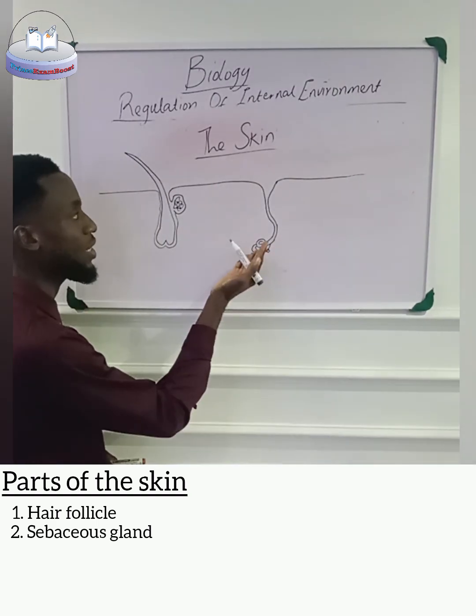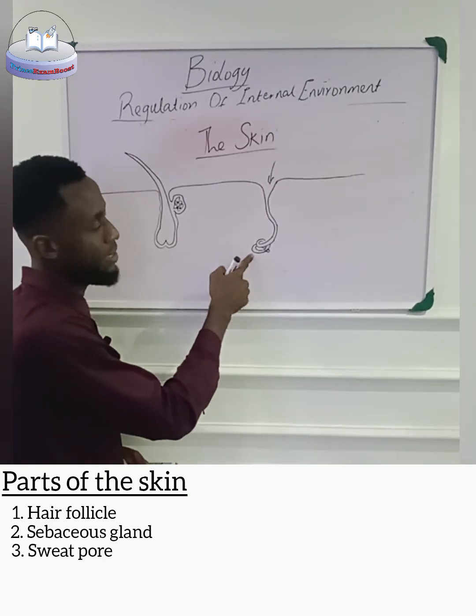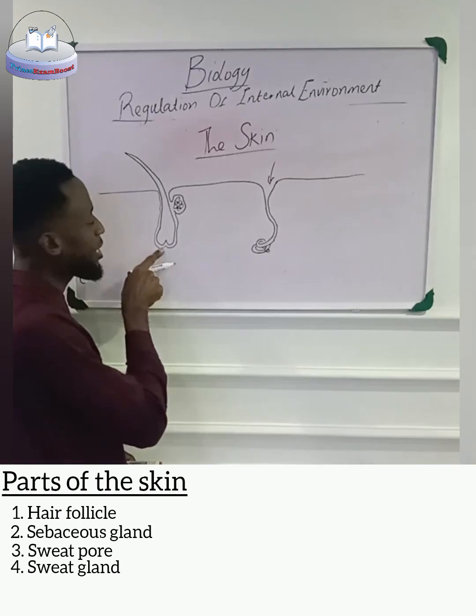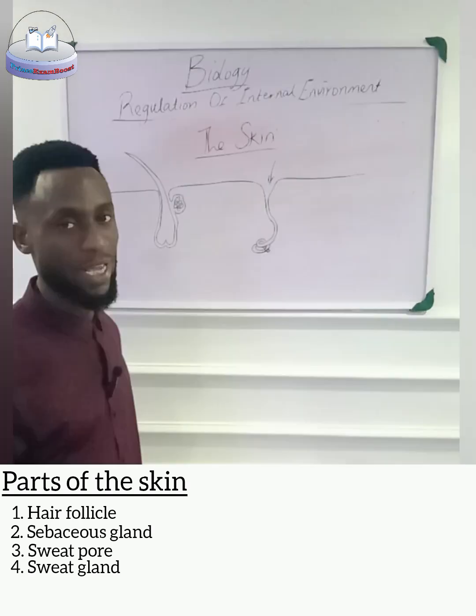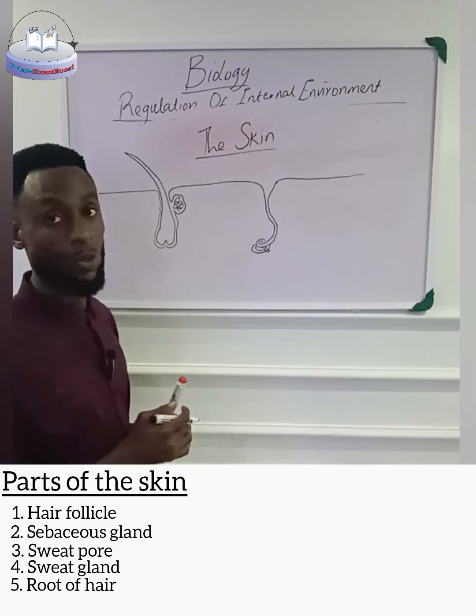Good. Now that right here is our sweat pore, and at the base is the sweat gland, while at the base of this one is the root of the hair. Okay, these two structures are the most important, and then to draw the skin becomes easy.